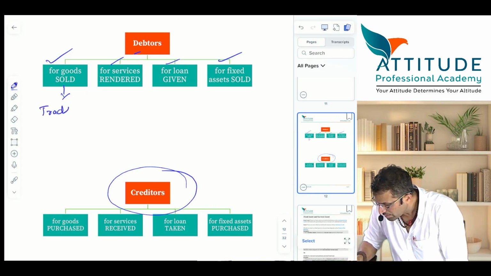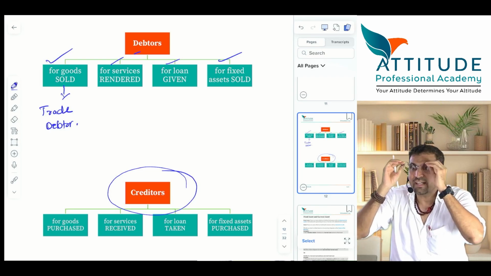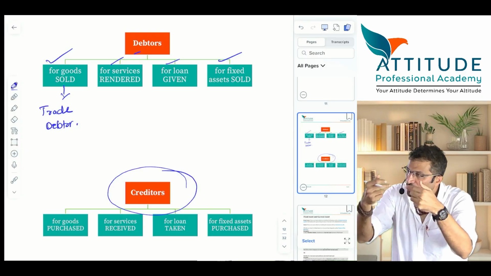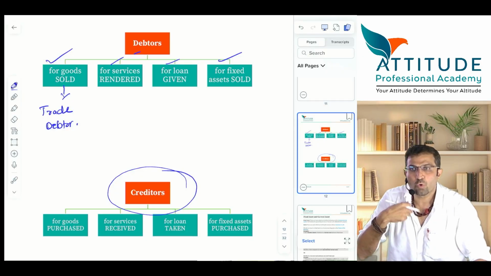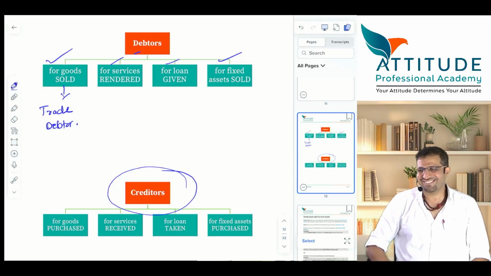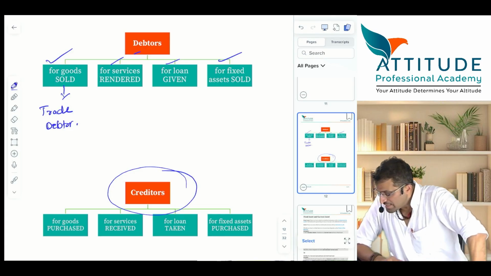What? Because you're trading in, you're a trader in. So who am I? You have sold your goods to me, and you're trading in specs. Yes or no? So who am I? Only a debtor or a trade debtor? Trade debtor. समझ में आया? Yes.